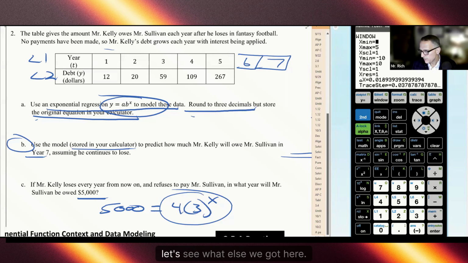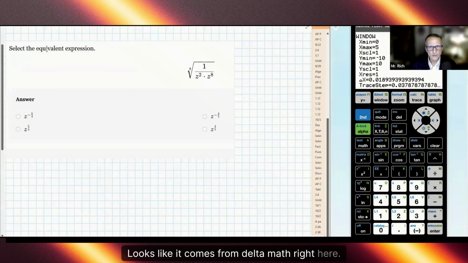All right, let's see what else we got here. Okay, I'm going to do a quick question for Edson here. Let's see if I can do this. I think this will work. Looks like it comes from Delta Math right here.